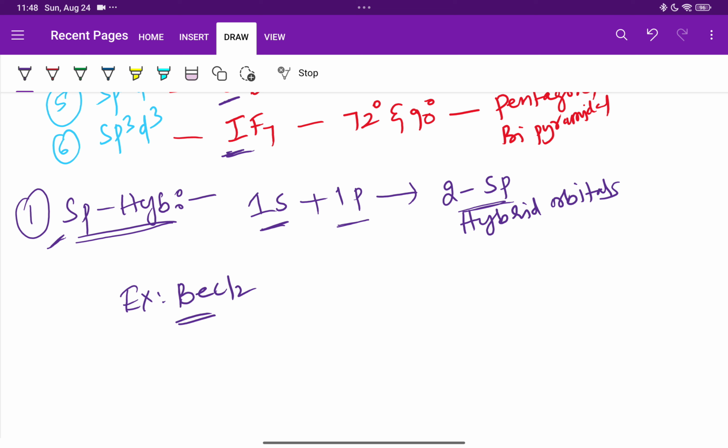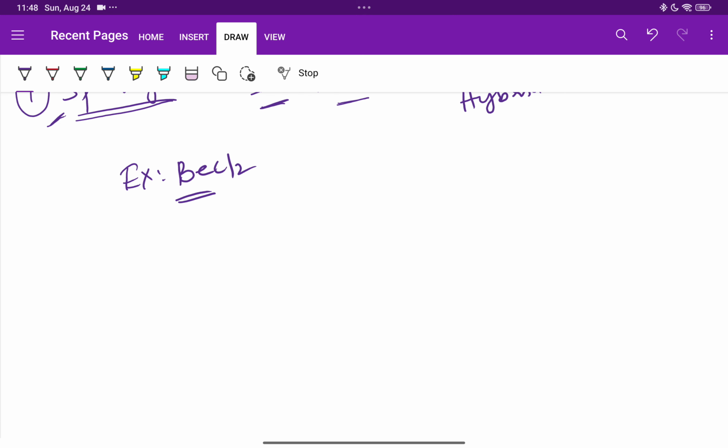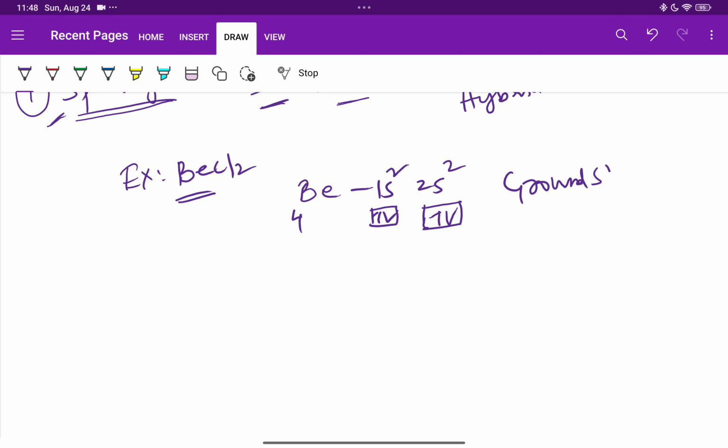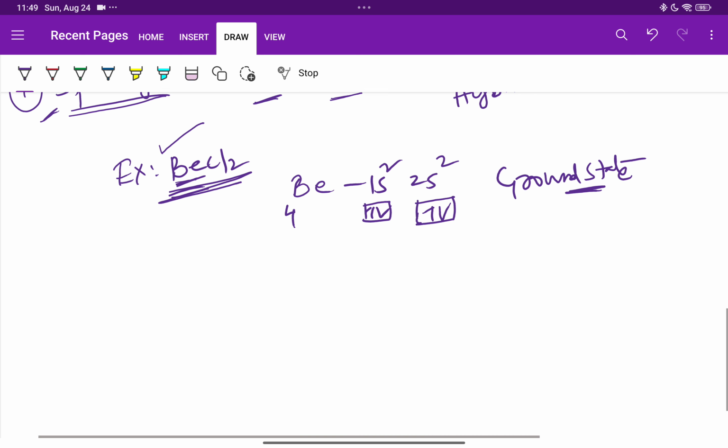Here the central atom is beryllium. First you need to write the beryllium electron configuration, that is 1s2 2s2. This electron configuration is called the ground state. But hybridization happens in the excited state. It means in this molecule the central atom beryllium is involved in hybridization and giving hybrid orbitals. But to be involved in hybridization, the central atom beryllium will show the excited state. Only in the excited state will hybridization happen.